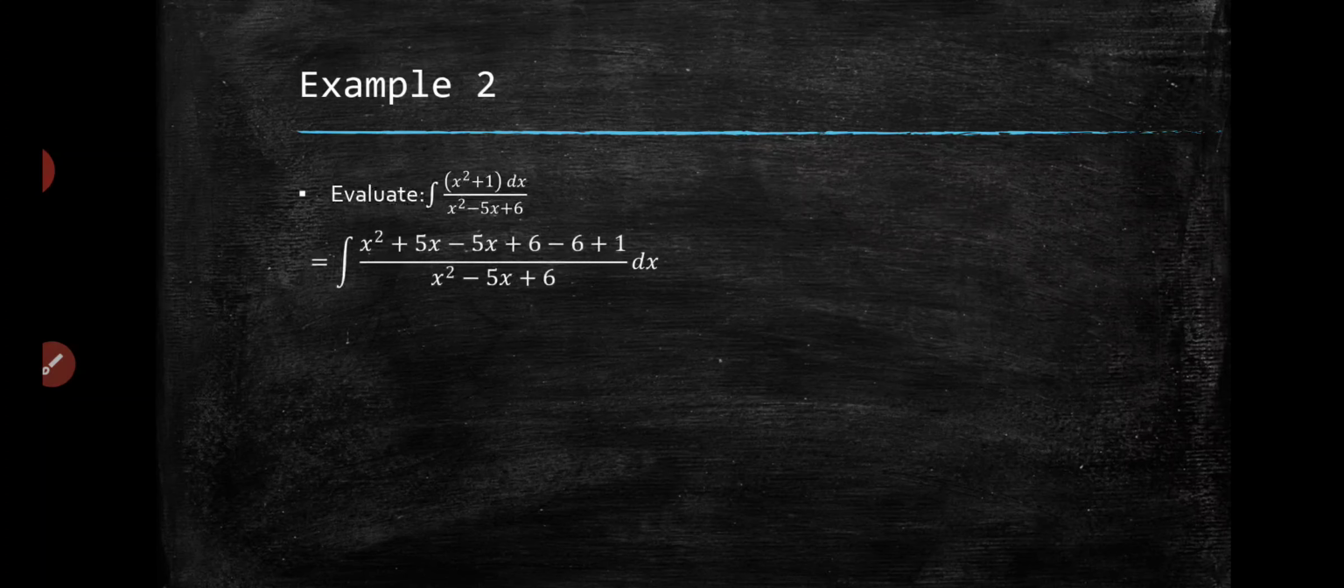So in such a case, what we have to do is ensure that we take out a factor so that the degree in the numerator becomes less. So what to do? I am adding a 5x, subtracting a 5x, adding a 6 and subtracting a 6. So basically I am trying to take out a factor of 1. So you see, if I take this x square minus 5x plus 6 out, then it becomes 1.